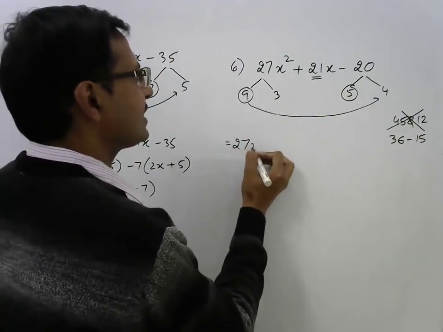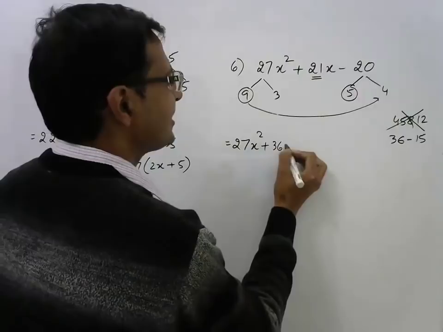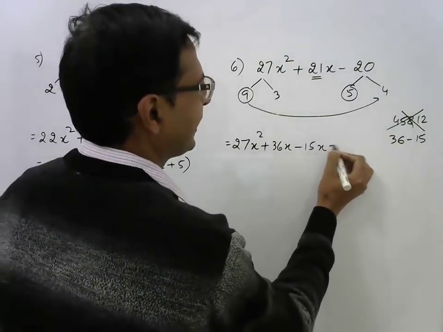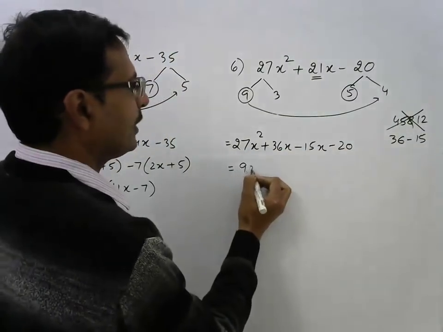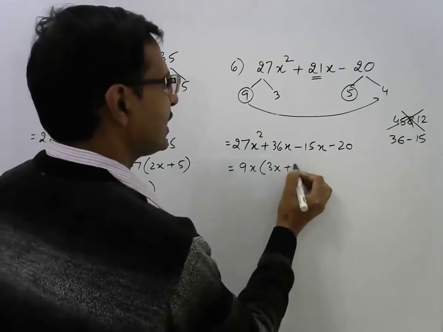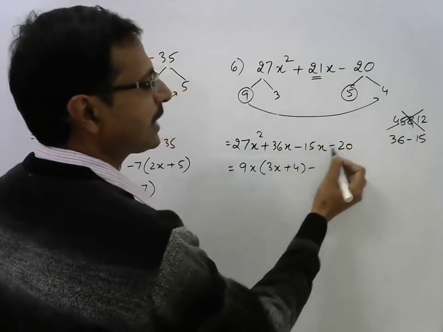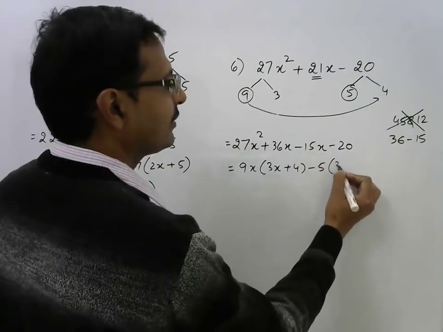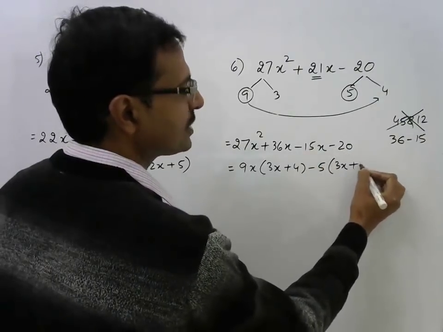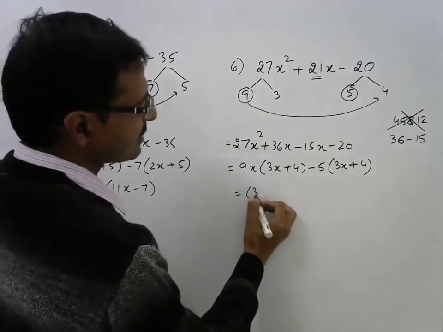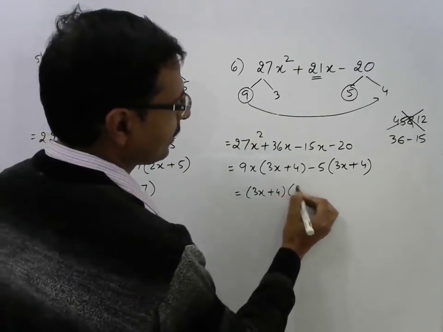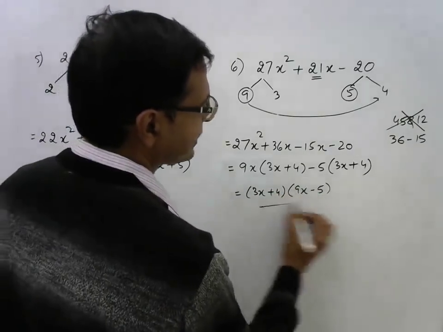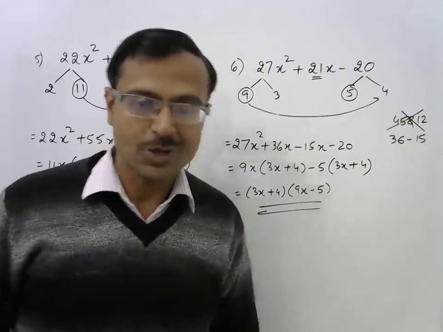So remaining steps are quite easy. Plus 36 minus 15. So we have a 9 common, x common. So 3x plus 4, and see both the terms are negative, so minus will be common. And 15 and 20, the HCF is 5. So 3x negative converts to positive. So we have a 3x plus 4, and outside the bracket we have 9x minus 5, which is the exact answer given by Tushar Chauhan there.